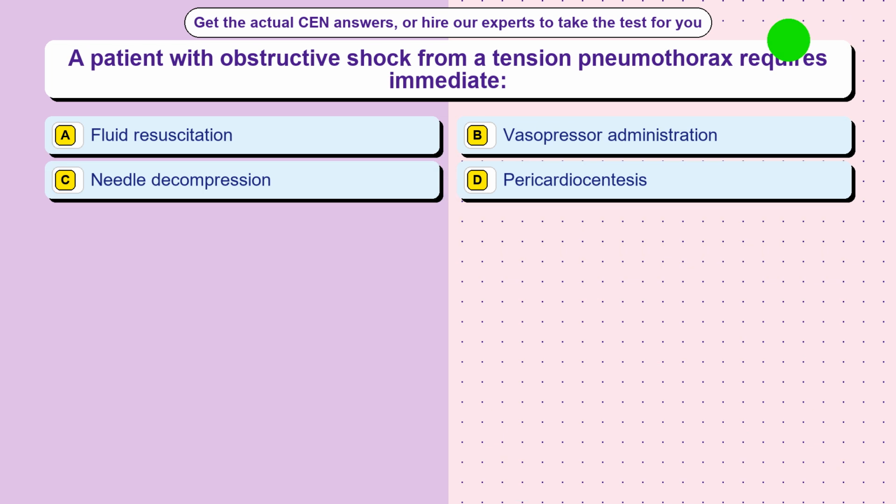Question 37. A patient with obstructive shock from a tension pneumothorax requires immediate: Option A, fluid resuscitation. Option B, vasopressor administration. Option C, needle decompression. Option D, pericardiocentesis.